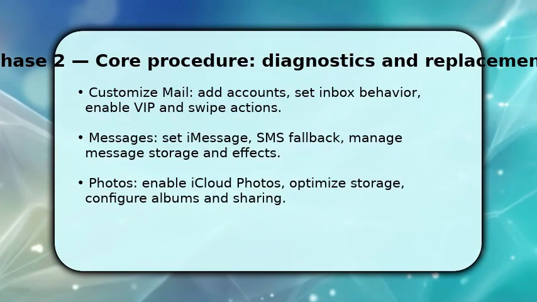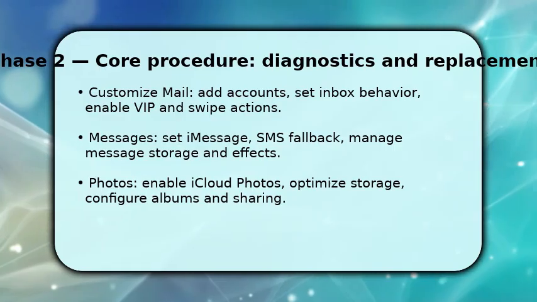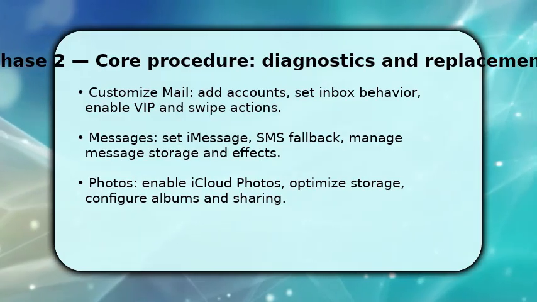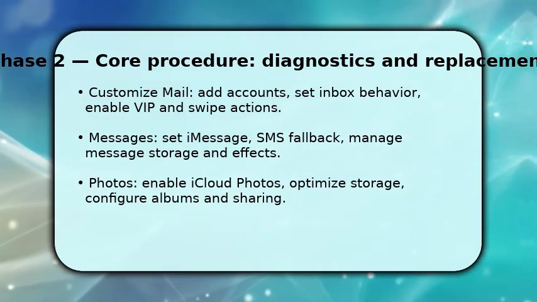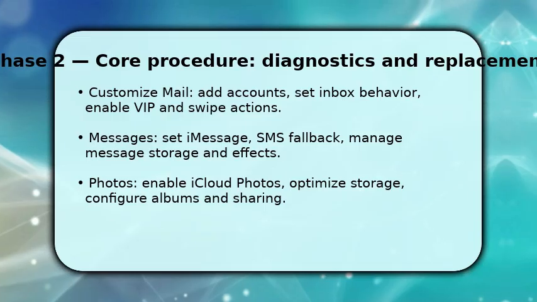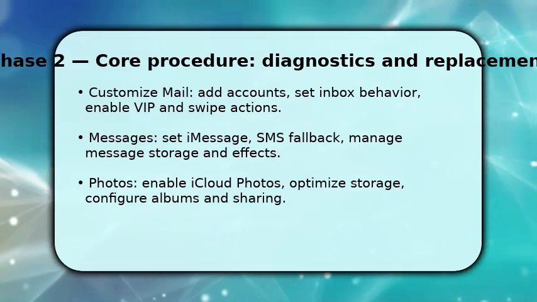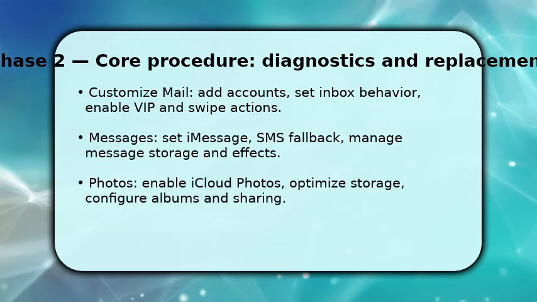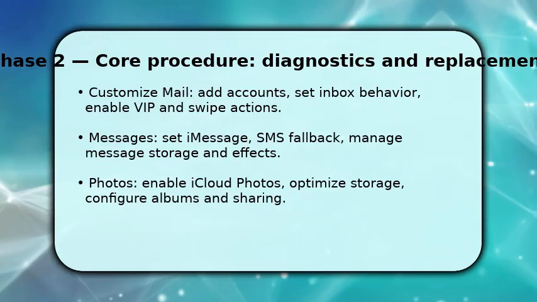For Mail, add accounts, choose Fetch versus Push, and set swipe actions to speed triage. VIP filters keep important senders visible. Then, adjust Messages. Enable iMessage, allow SMS fallback, and control message history so storage stays lean.